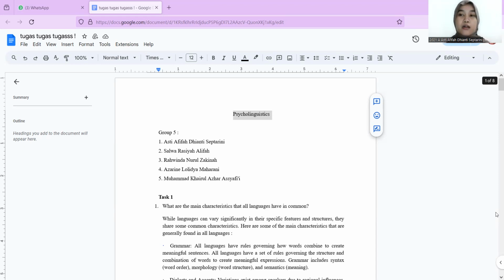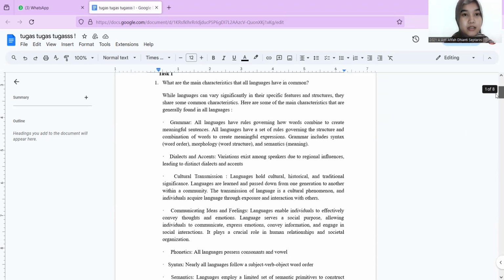So I will be presenting our group work in Psycholinguistics text 1. Okay. So the first question is, what are the main characteristics that all languages have in common? One language can vary significantly in specific features and structures, but they share some common characteristics. Here are some of the main characteristics that are generally found in all languages.